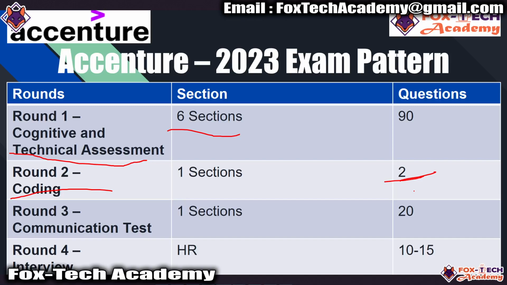For round 3, if you clear round 1 and round 2, you will have the communication test, that is, the communication assessment. For the communication assessment, there will be 20 questions and you have to solve all 20. Once you clear all the rounds, shortlisted students will get a chance for an interview.